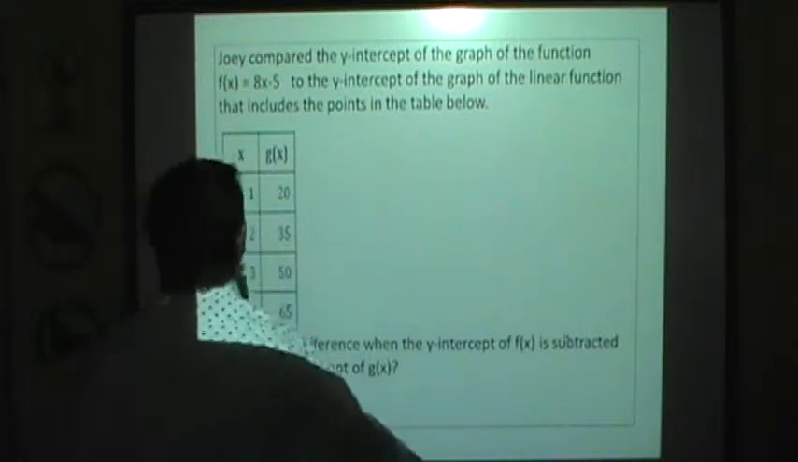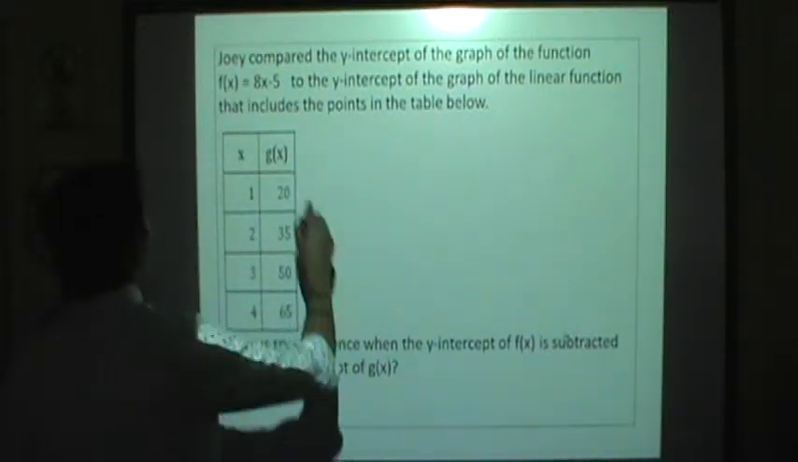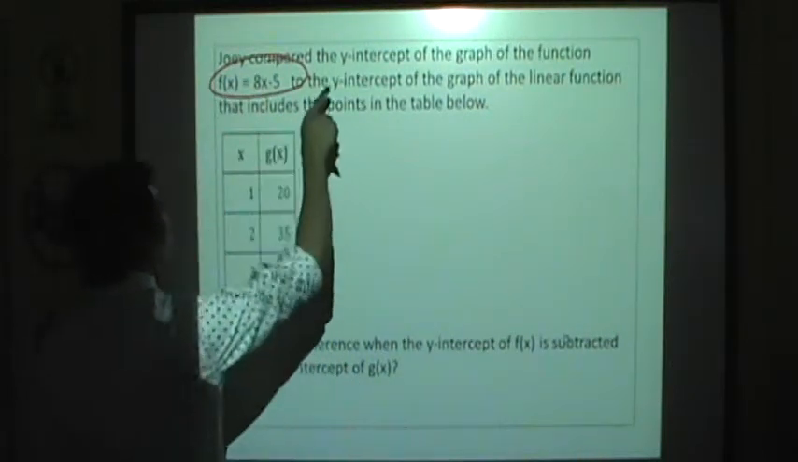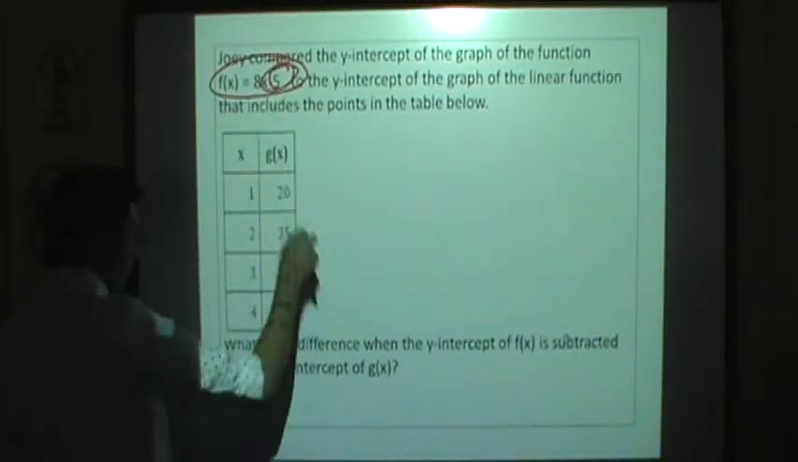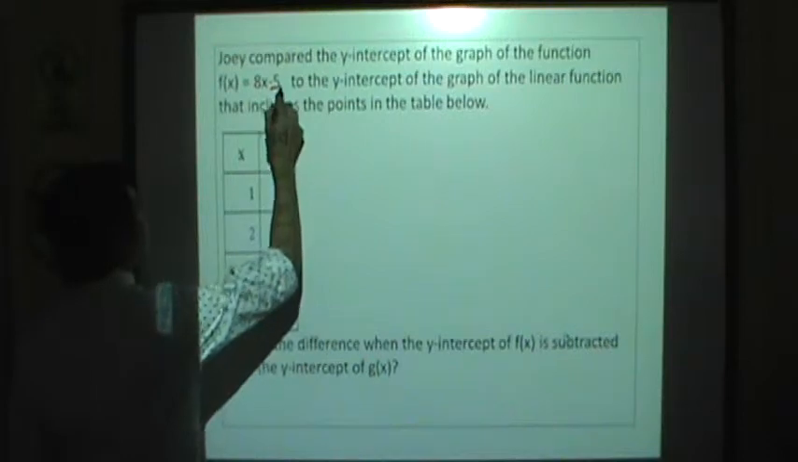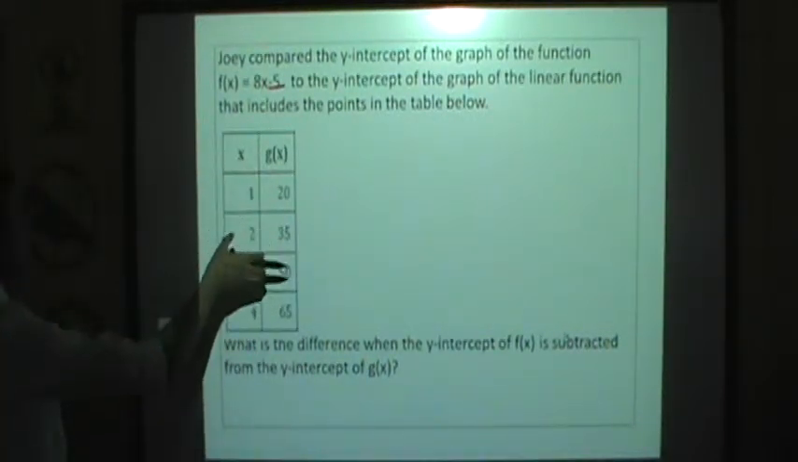Okay, so for this one, Joey compared the y-intercept with the graph of function, this one. So he is comparing the y-intercept, and the y-intercept here is negative 5. Let me clear that out. The y-intercept is negative 5. Okay, so we're cool with that. But how about the y-intercept of this graph?